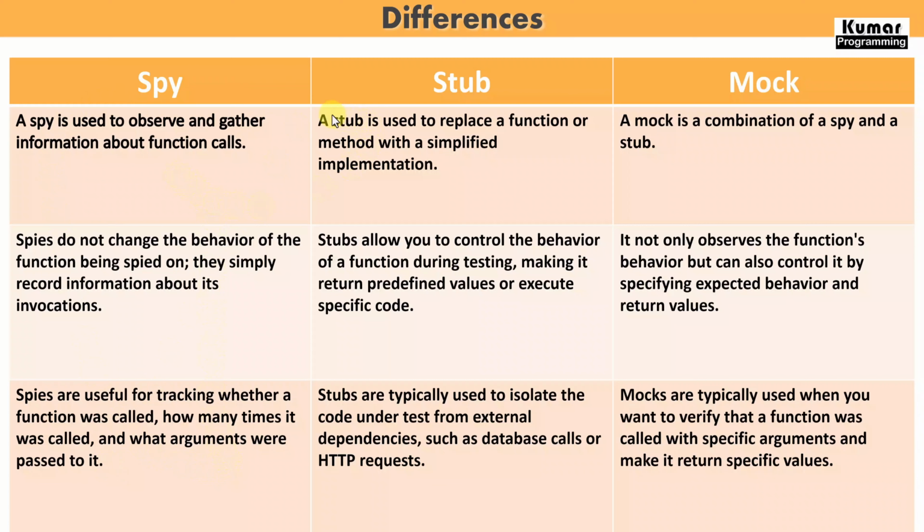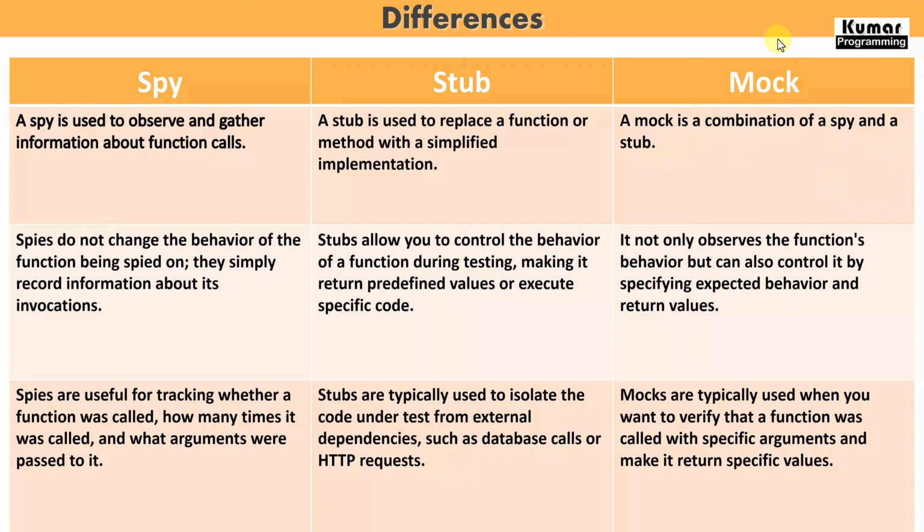However, on the other side, a stub is used to replace a function or method with a simplified implementation. Okay, it changes the behavior of the function. Stubs allow you to control the behavior of a function during testing, making it return predefined values or execute specific code. And stubs are typically used to isolate the code under test from external dependencies, such as database calls or HTTP requests. And on the other side, a mock is a combination of spy and stub both.